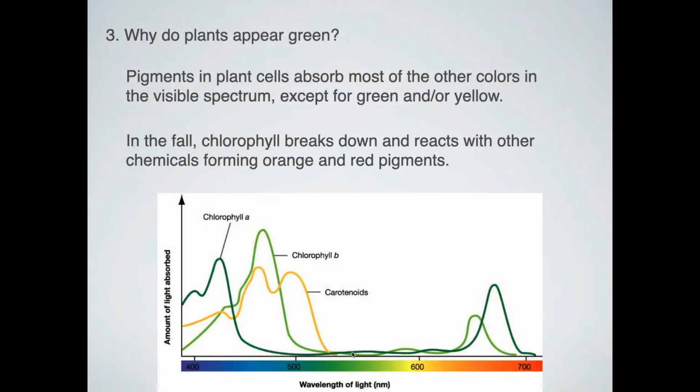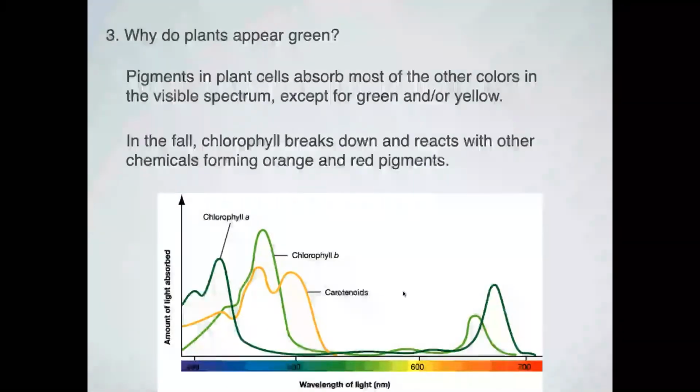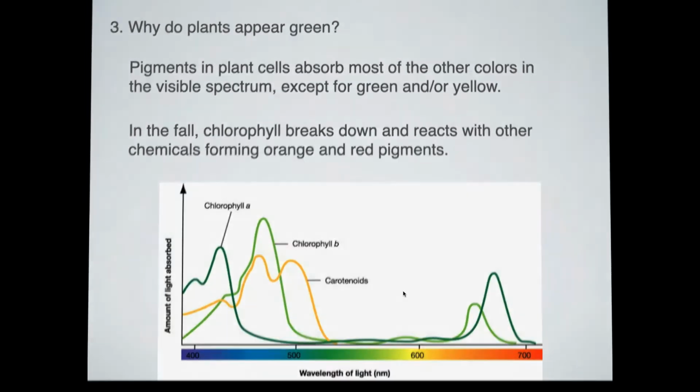In the fall, chlorophyll will break down and react with other chemicals, forming orange and red pigments, right? So the reason why in the fall the leaves change color and all of that stuff is because there are other colors there, the carotenoids, right? And there are other colors, but it's just that when chlorophyll breaks down, we end up seeing a whole host of other pigments that aren't necessarily used in photosynthesis.